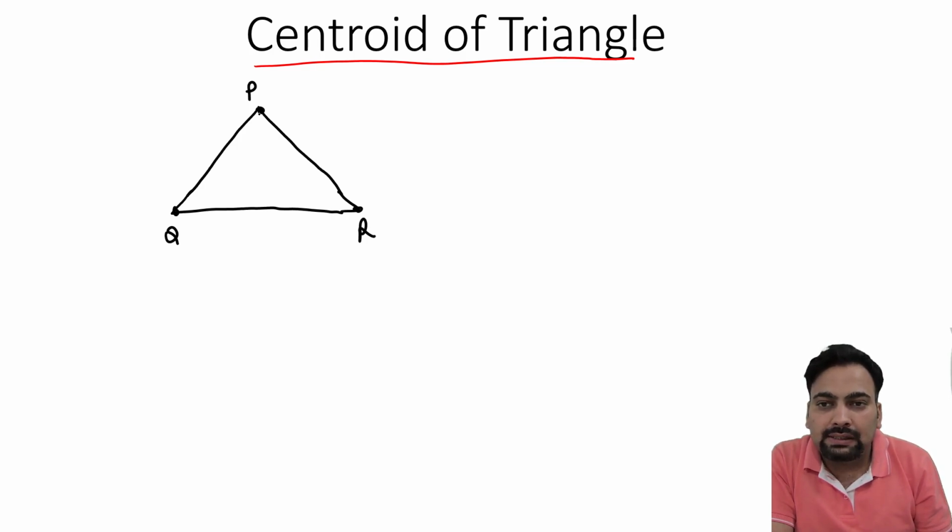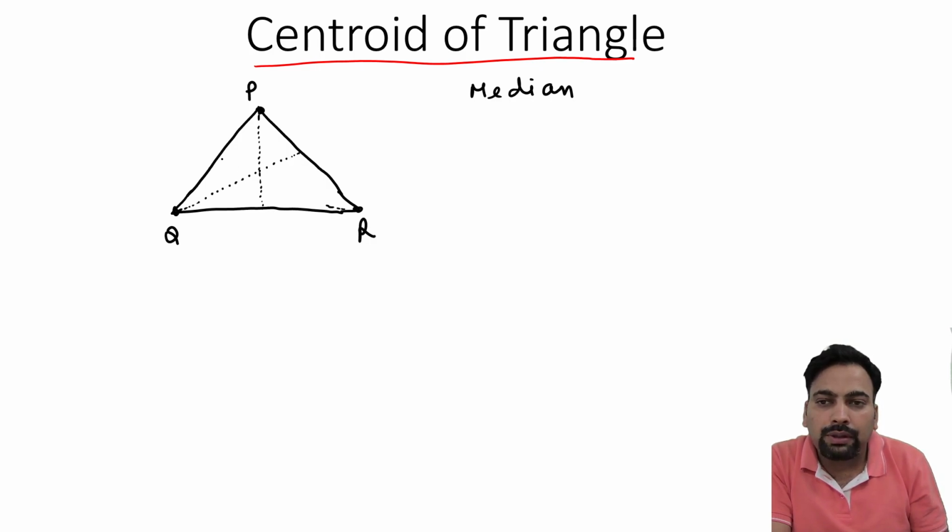If we draw a median from the point P, and again a median from the point Q, and again a median from the point R, they intersect at a point O.